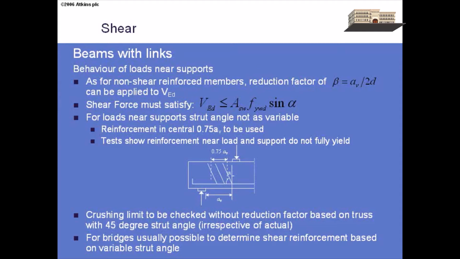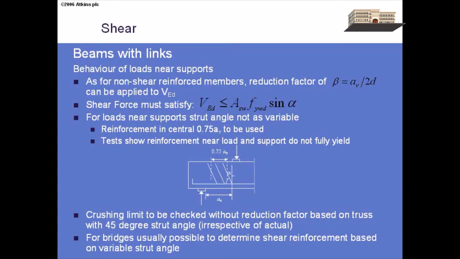And then you compare that reduced shear force against the vertical shear force that you've got in the span region. If you've got a distance AV between the two loads, you have to look at a portion of 0.75 AV, the middle 3/4, and look at what link provision you've got in that area. Then you just carry that reduced shear on those links in that short length.